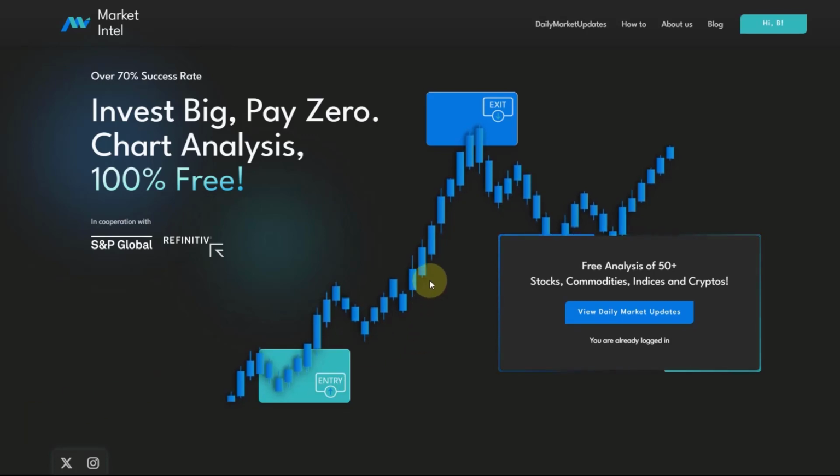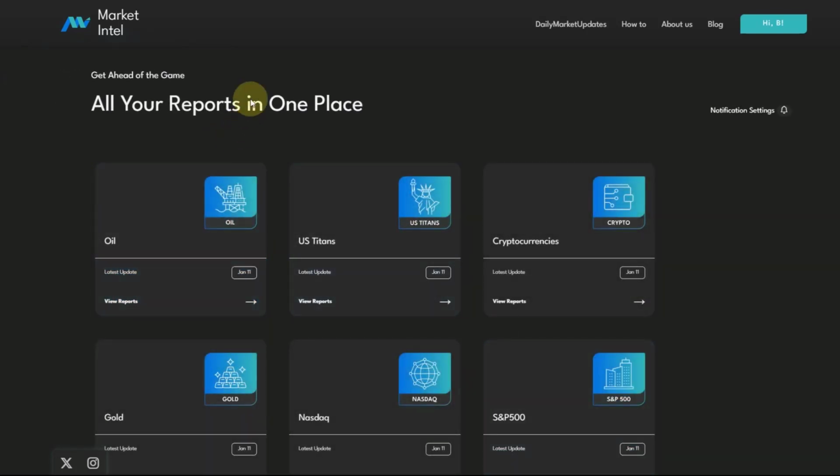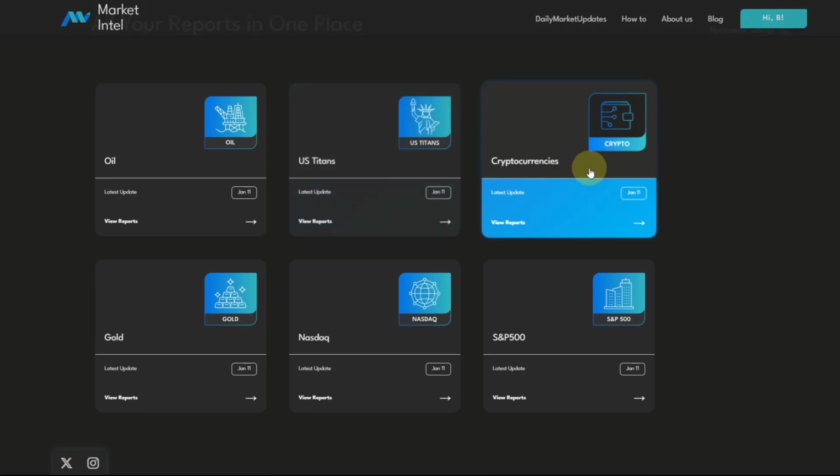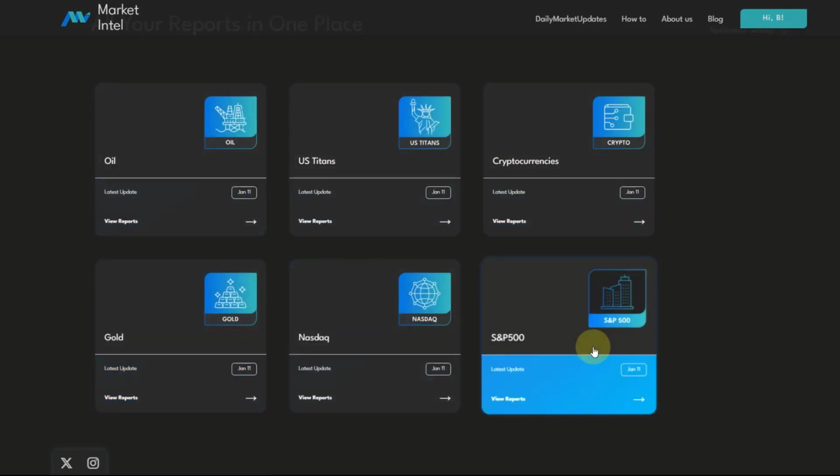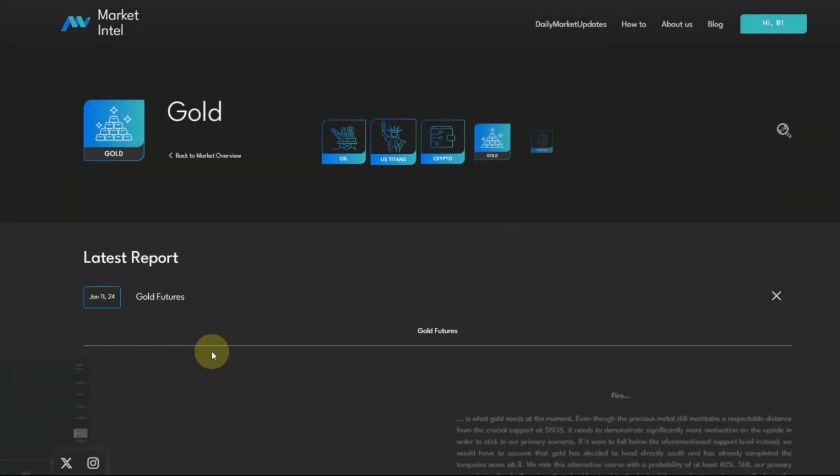So let's navigate this. First of all, when you get to the website, you can click on View Daily Market Updates, and then you see all the asset classes that we cover. Cryptocurrencies, US Titans, oil, gold, Nasdaq, and S&P 500 are currently included for free. So today we take a look at gold.